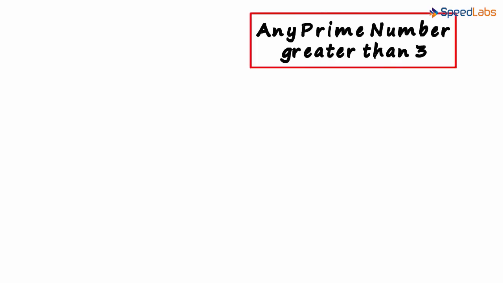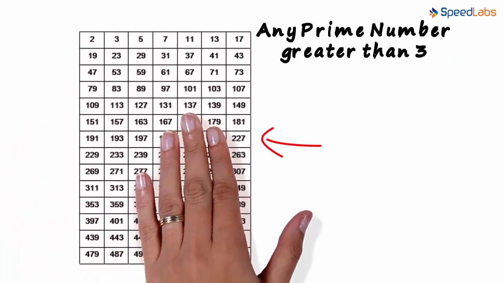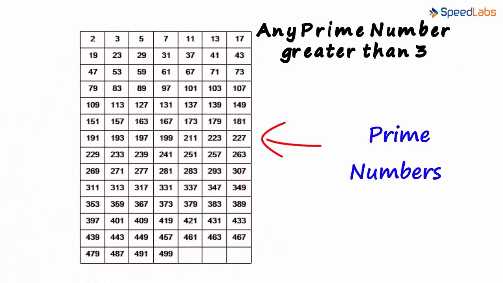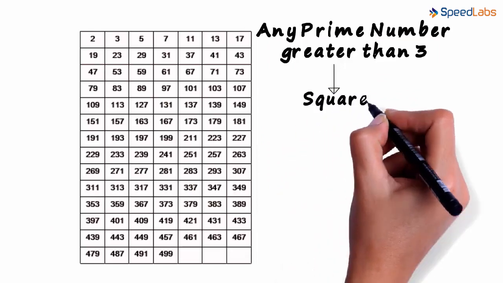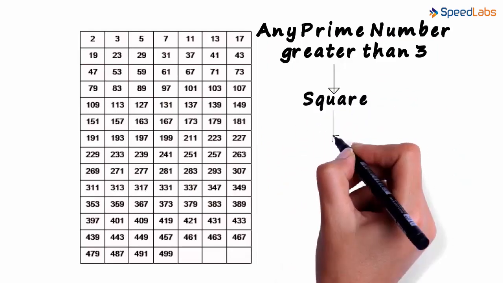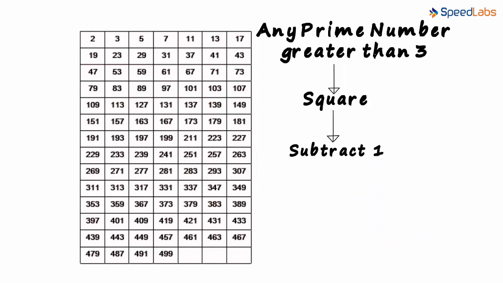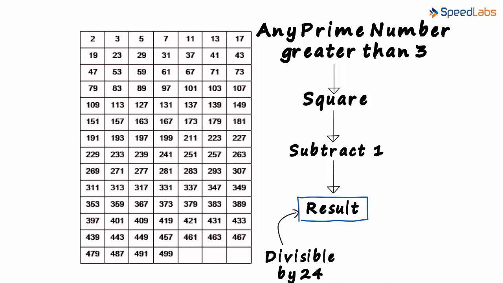Choose any prime number greater than 3. For your reference, here are the prime numbers up to 500. Try doing it in your notebook. We have to choose a prime number which is greater than 3. Square that number. After you have squared it, subtract a 1 from that number. And that would give you some result. The result you got will surely be divisible by 24.